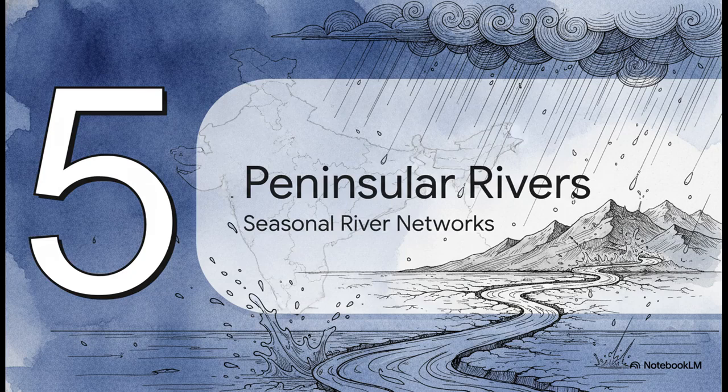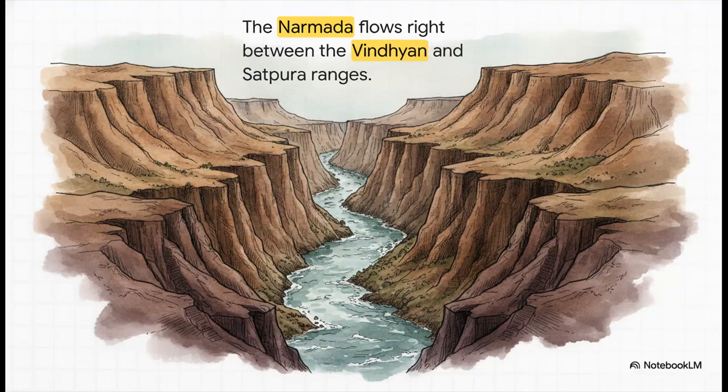Heading south now, let's jump into Section 5, the peninsular rivers, which build a very different kind of network. I really want to emphasize this specific geography fact because examiners absolutely love testing your knowledge of the Narmada's exact location. It carves a spectacular rift valley directly between the Vindhyan Range to the north and the Satpura Range to the south. Keep that layout securely locked in your memory.